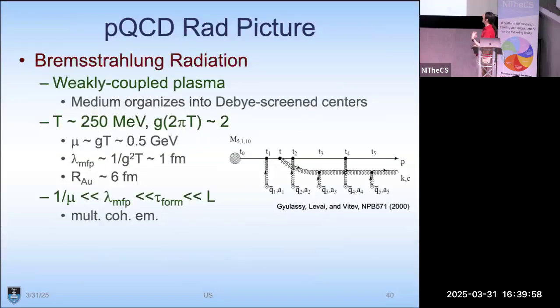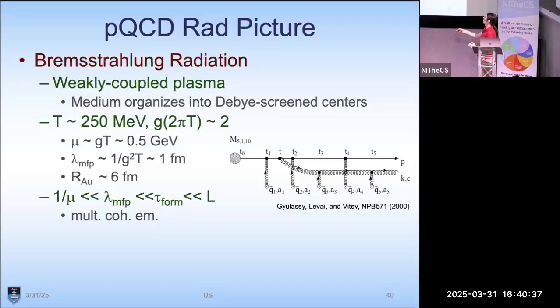And one can go through the process of thinking about what the scales are in the problem. This is an important procedure that you want to do in physics, is figure out if you have some kind of ordering of scales, which then allows you to make certain approximations to make the calculations tractable. And in the conditions that we expect in these quark-gluon plasmas at 1,000,000,000,000 degrees, we have a Debye mass, which is about a half of a GeV. The mean free path is about a femtometer. And remember that nuclei have a size of about, say, a radius of 6 femtometers. So a diameter of 10 femtometers.